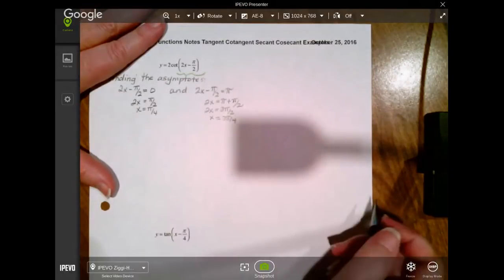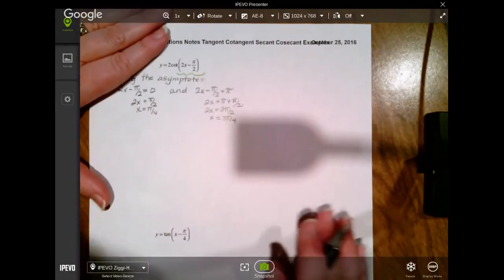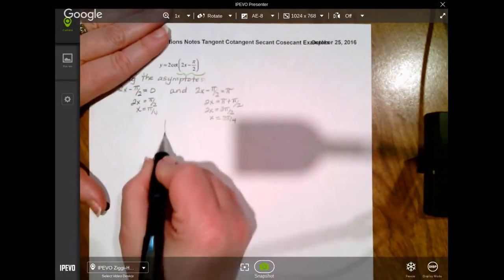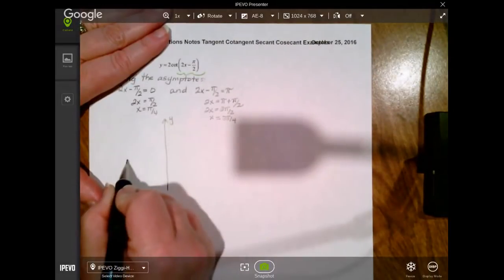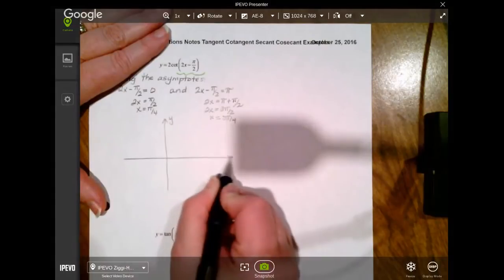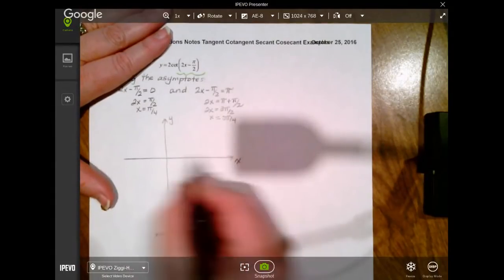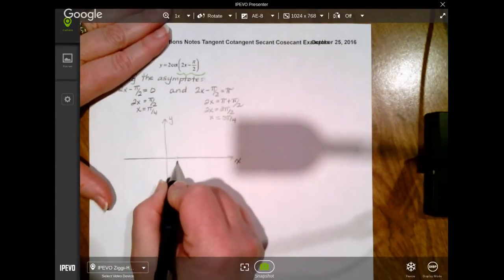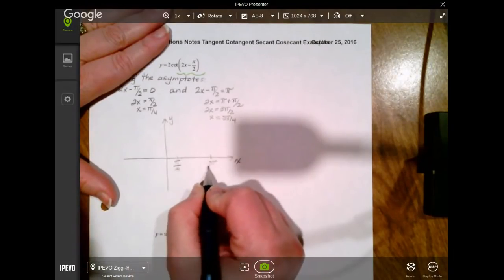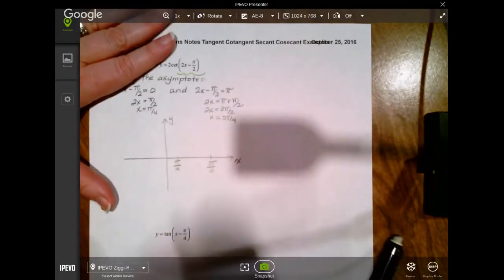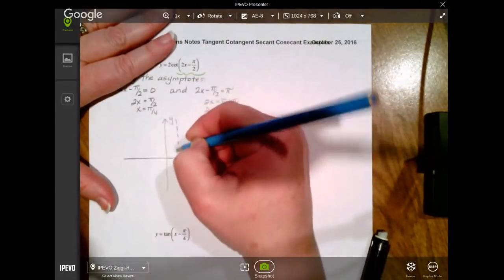So now I know where both my asymptotes are going to be. And let's draw the graph. So there we go. There's my y-axis here, and here's my x-axis. And I'm going to put my first asymptote at pi over 4, my second asymptote at 3 pi over 4, and draw my asymptote in the nice blue color.